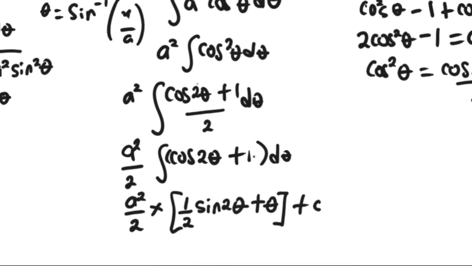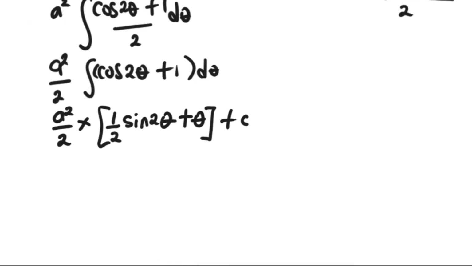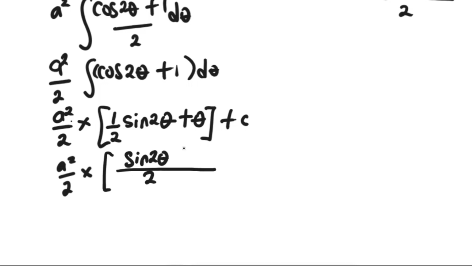Where we got this theta from is when you integrate 1 with respect to theta, you're going to get theta. So now we have a square over 2 times this, and I'm trying to eliminate this fraction, since we don't have any representation for theta. We can see that this is a square divided by 2 multiplied by the LCM of this and this, which will be 2. So this will be sine 2 theta plus 2 theta plus an arbitrary constant c.